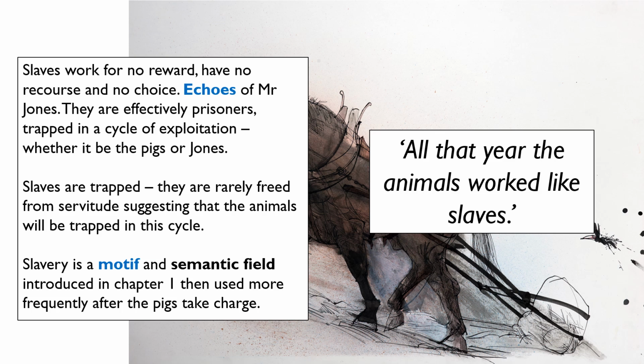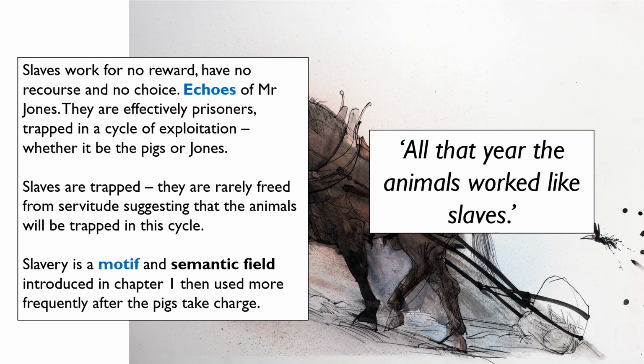The next thing we can say about slaves is that they work for no reward. They've got no choice. Now, structurally, this has an echo of Mr. Jones. He was their master in the first chapter, and now the pigs have taken over that role. They're effectively prisoners, and they're trapped in this cycle of exploitation, whether it's Jones or the pigs. Slaves are trapped. They're rarely freed from servitude, which suggests that they're going to be trapped in this cycle potentially forever.